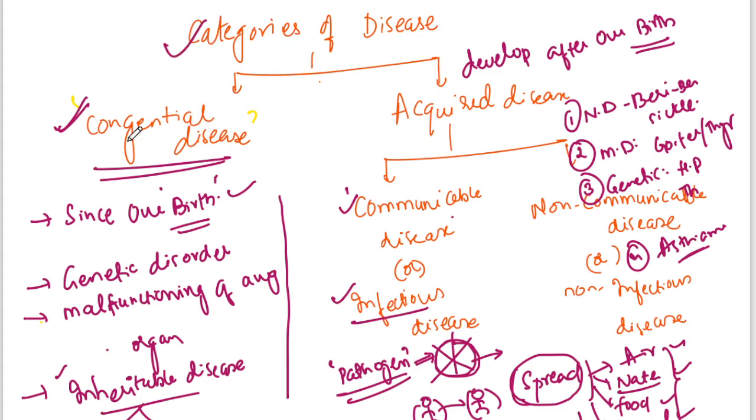If a disease is there from our birth, it is called a congenital disease. If we get a disease after birth, it is called an acquired disease. And this acquired disease is broadly classified as communicable disease and non-communicable disease.